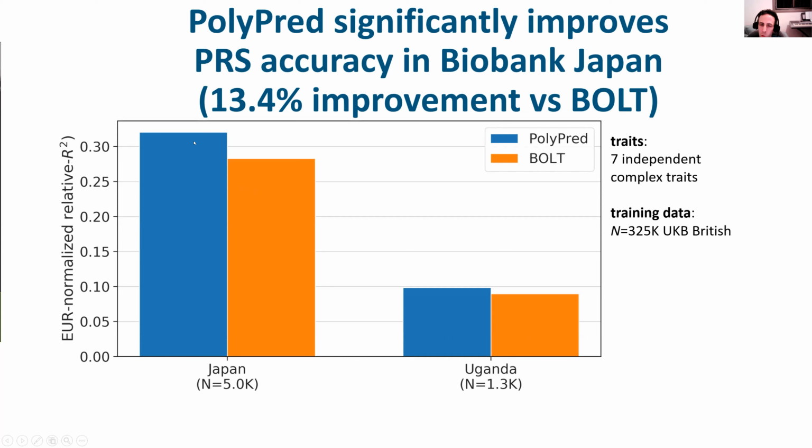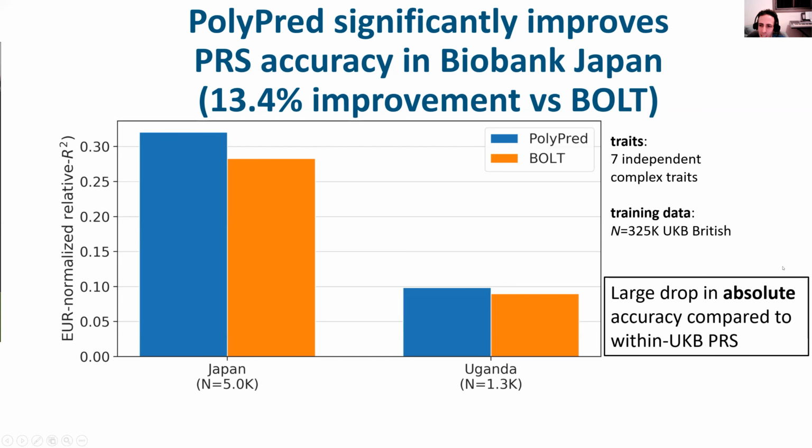And we can see that we get similar relative improvements. So again, PolyPred gets around 13% improvement over BOLT-LMM in Biobank Japan. And it was pretty similar. I mean, it's not written, I think it was like 10 or 11% in Uganda APCDR. So the relative improvements are nice and encouraging, but again, there is a negative side.